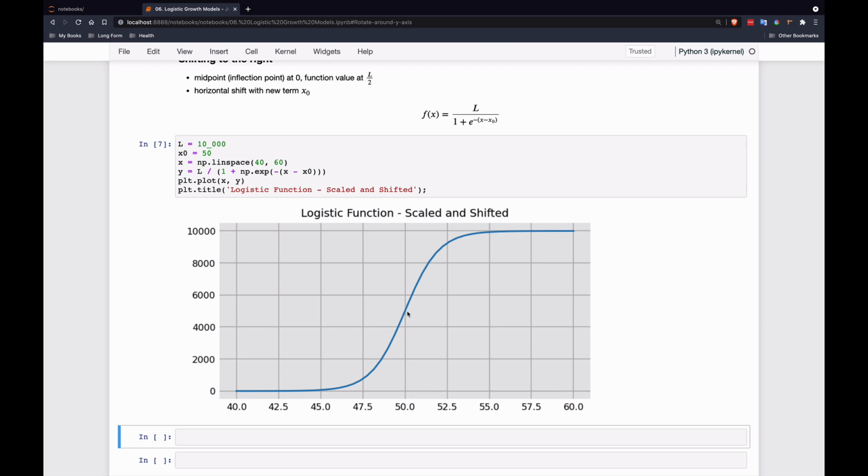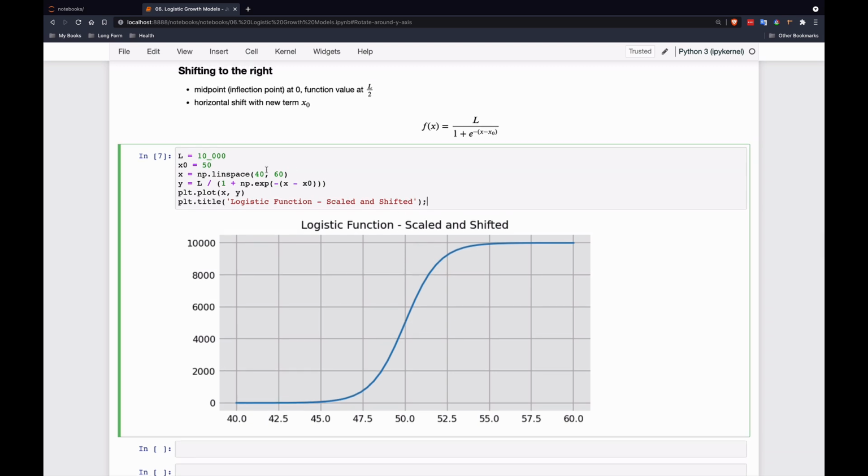It's also called the inflection point because this is the part of the graph where we have exponential growth that turns into exponential decline. It's right at that point. So here, we've continued to set L at 10,000, so that will be the asymptote on the right side. Our midpoint will be 50. That essentially shifts the graph to the right 50. And then we'll just plot the same graph.